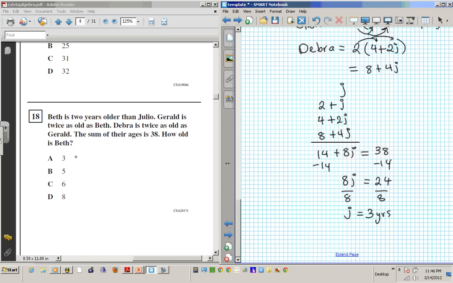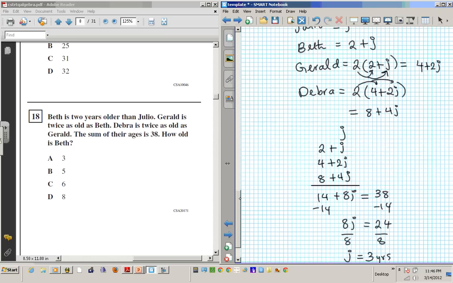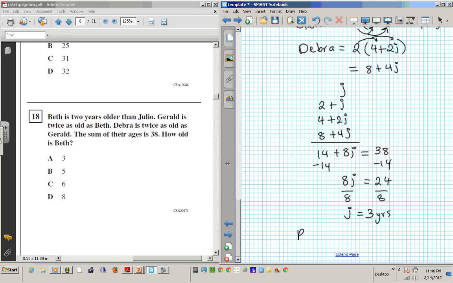So if you selected A, you're falling into a trap, right? We know that Beth is 2 years older than Julio. So Beth is basically what we learned before, 2 plus J. So it's going to be 2 plus 3, which is 5. Our answer here is B. Okay? All right.